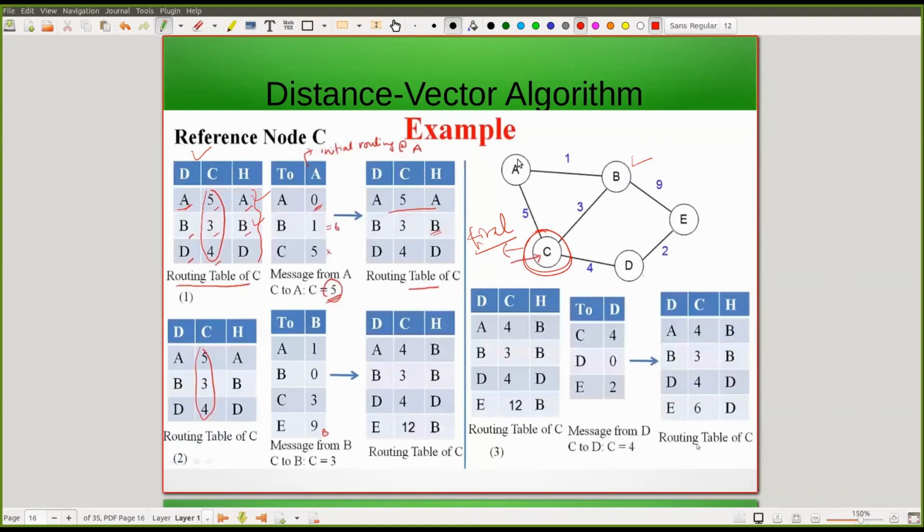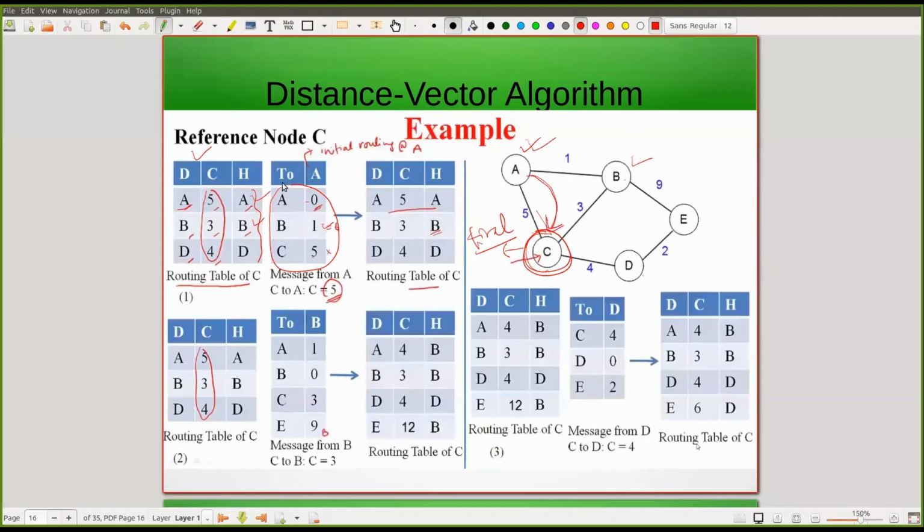Now, after a certain period of time, node A sends its own distance vector to node C. What is the distance vector maintained at node A? This is the distance vector maintained at node A. Initially A knows the cost of going to B, which is 1. A knows the cost of going to C. And obviously A to A is 0, so not too much bothered about it. These are the two pieces of information initially available at A. Now it sends this information to C.